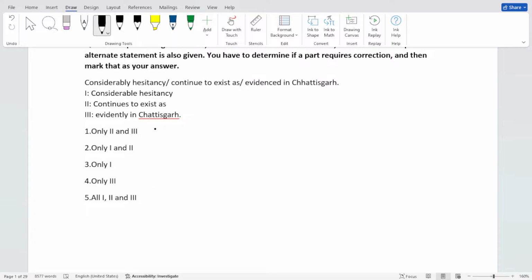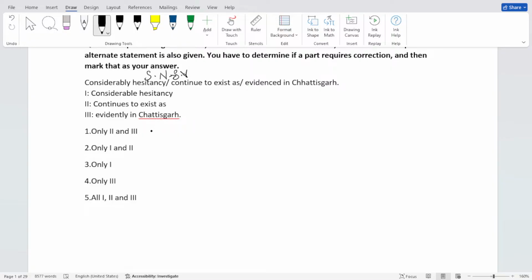So here, hesitancy is nothing but being unable to think properly, but right now it's supposed to be clear. Here hesitancy will be considered a singular noun, and according to the statement, it's supposed to be taken as a singular verb. Instead of a singular noun, it's supposed to be taken as a singular verb. So hesitancy is singular. It will be continuous.